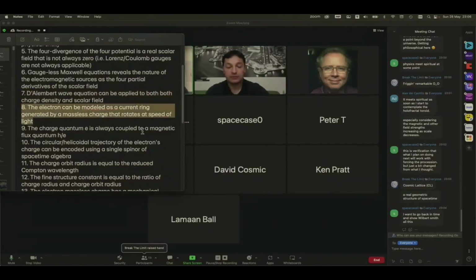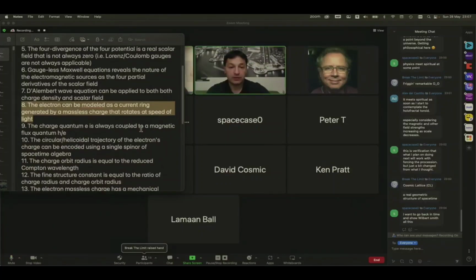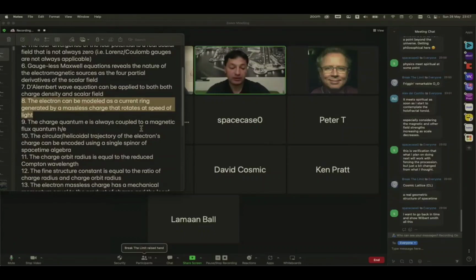8, the electron can be modeled as a current ring generated by a massless charge that rotates at the speed of light. Yes. I don't like the word massless here, but yeah, this is the model I explained. Yeah. So when he's saying massless charge, the actual mass is coming from the energy of the charge, or the... No, that's why I say I don't like it, because the mass always comes from the overall electromagnetic field. The mass is not in a point, the mass is in all of the field in the space. I mean, it's the space-time distortion.